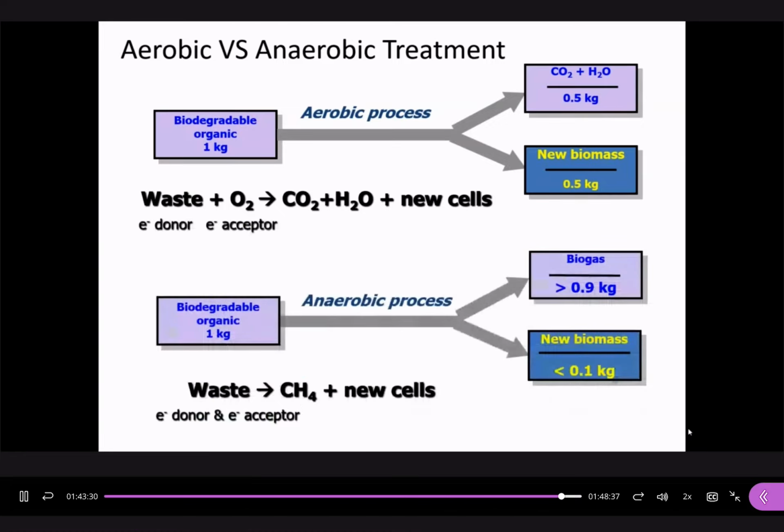But for the anaerobic process, biogas 0.9, biomass only 0.1. Only 0.1. That is the yield. Also, in terms of electron donor and acceptor, waste is the electron donor, and oxygen is the electron acceptor in aerobic treatment. In anaerobic treatment, both electron donors and acceptors are wastes or organics, the original wastes and the intermediates. And you get methane. I believe that's the last page.